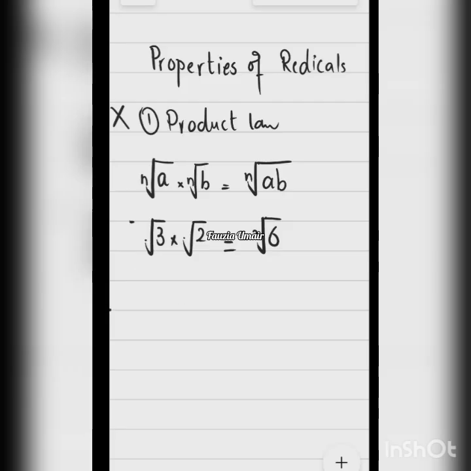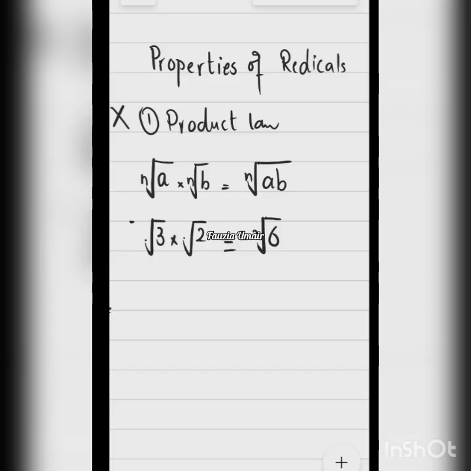So while simplifying the questions, we will apply these laws or properties of radicals. What is the first property? First is the product law. If the index is the same, we can bring both radicands into the same radical.